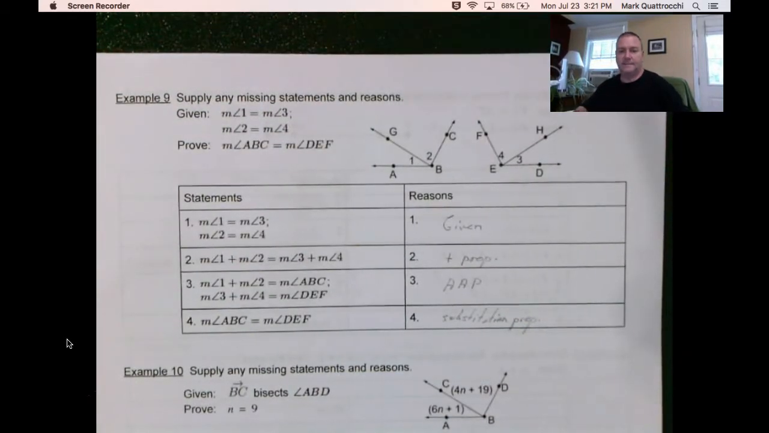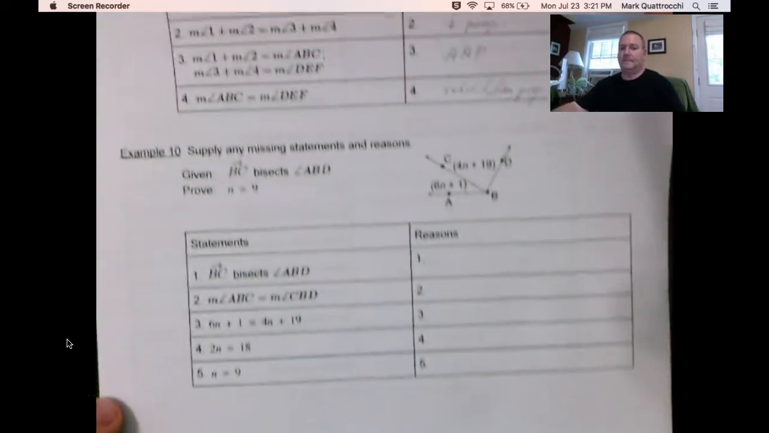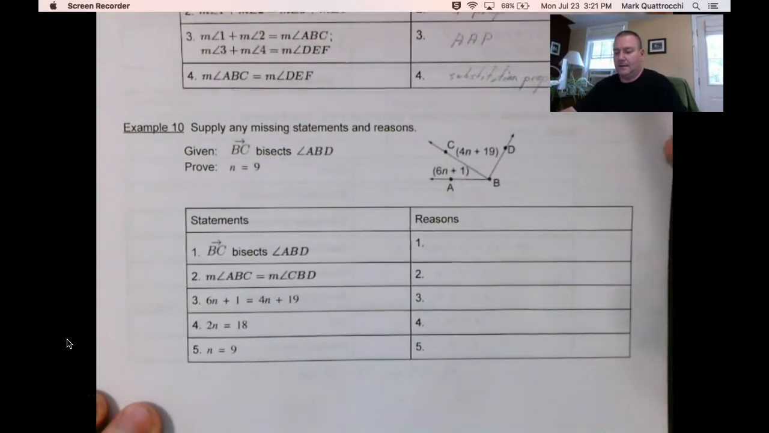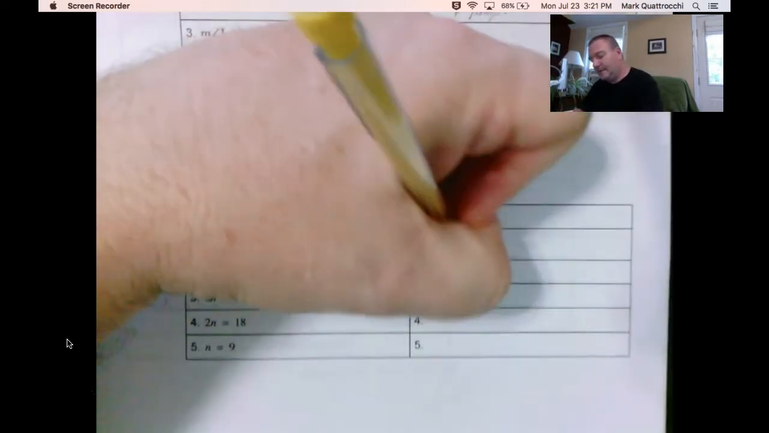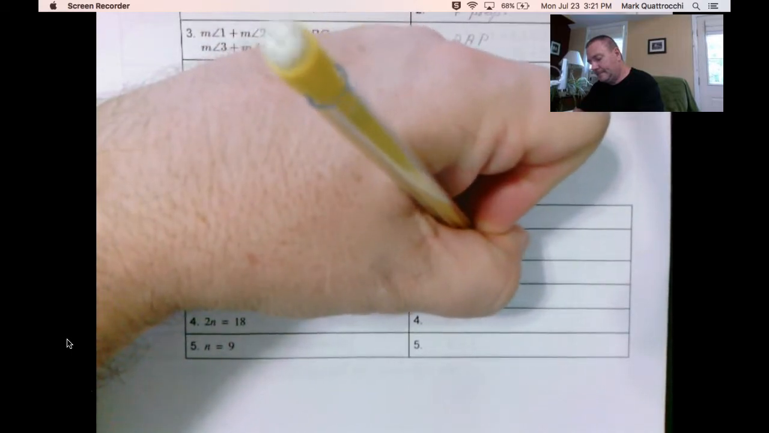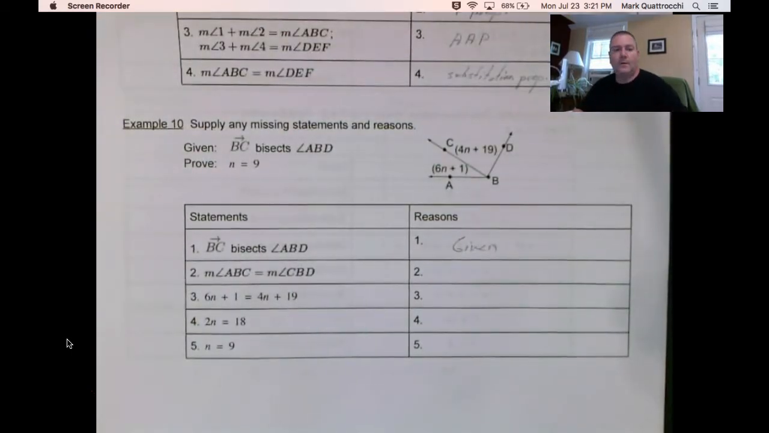That was example 9. Example 10. Again, supply any missing statements or reasons in this case. They're all reasons that we're supplying. Reason 1, given. Reason 2, well, what's happened?